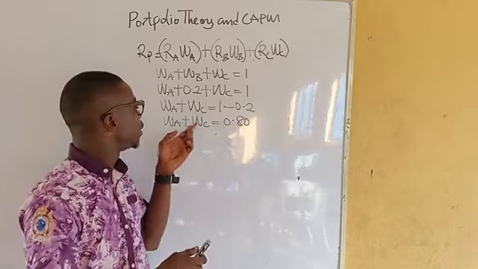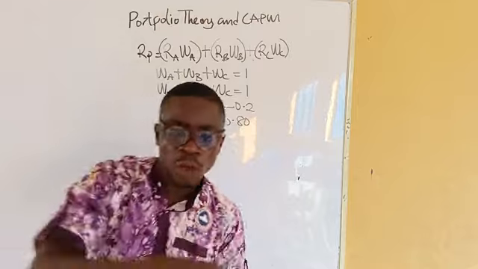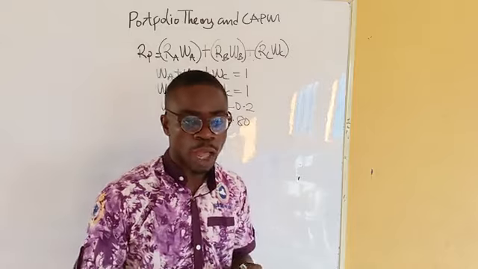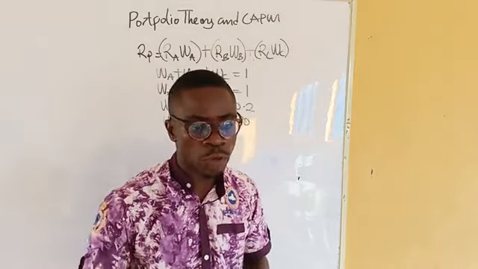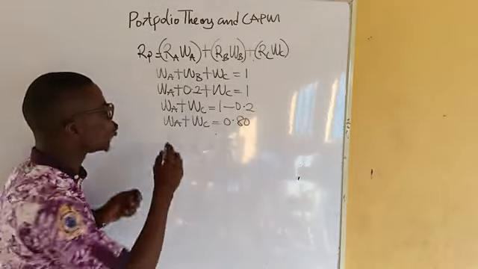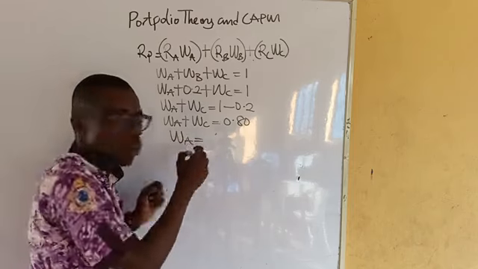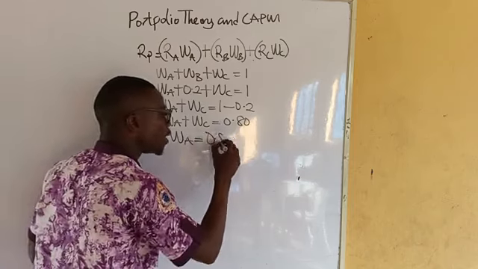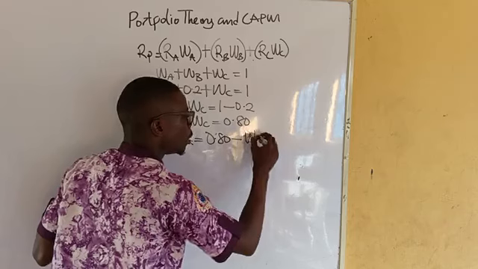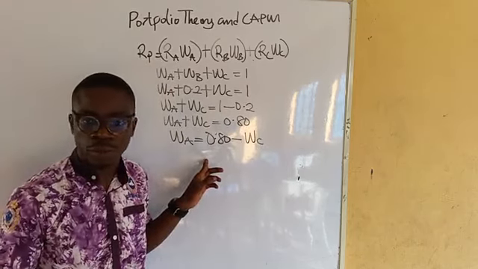So when you add the return of A and B and C together, you get what? 80% plus that of 20%, you will have 1. Are we together? Yes. Now, that means for us to get the weight of A, the weight of A will give us 0.8 minus the weight of C. Have you seen what you have done?